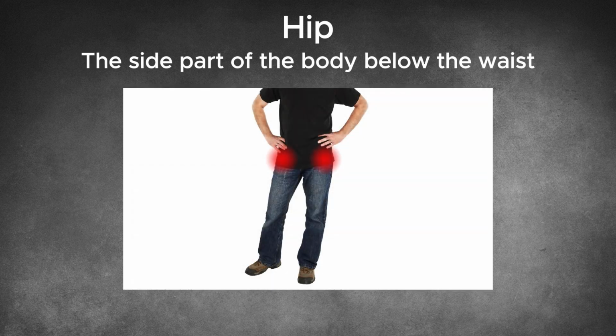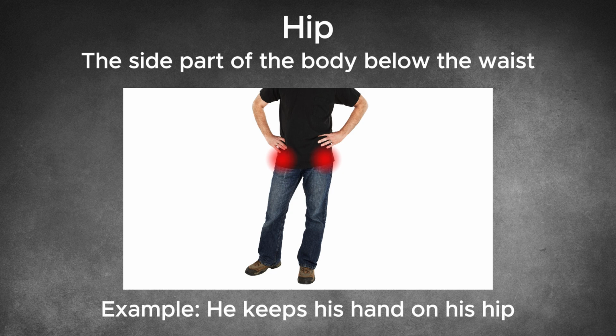Hip. Hip. The side part of the body below the waist. Example, he keeps his hand on his hip.